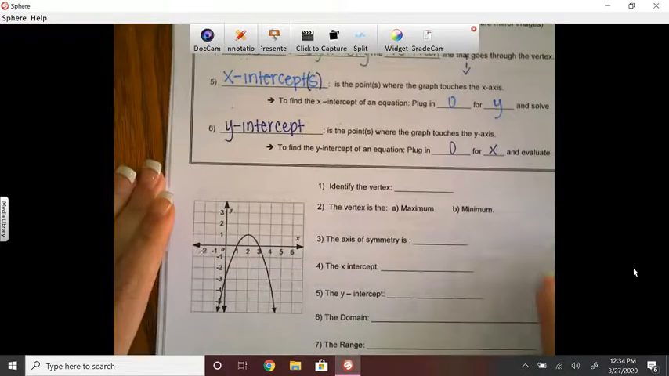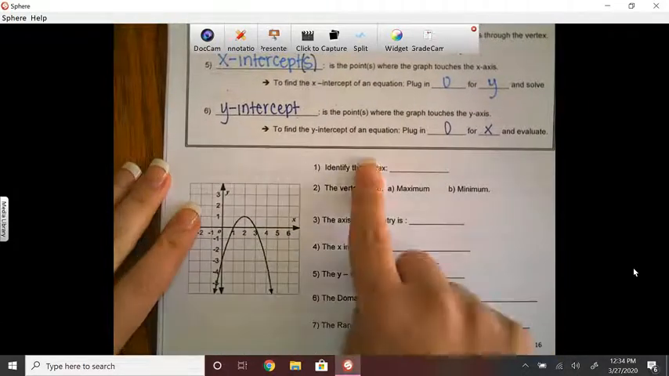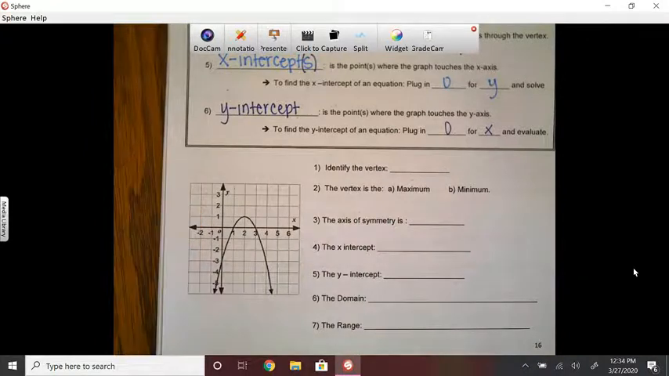I would recommend pausing this video and trying these out on your own, and then go ahead and push play to check your answers when you are done. So go ahead and practice the vocab we just wrote above, and then push play. All right, let's check in on your answers.